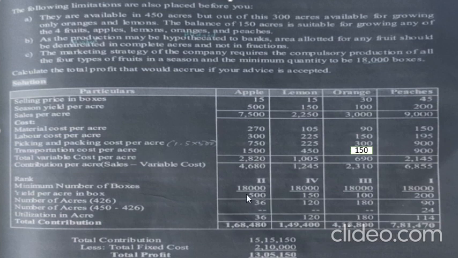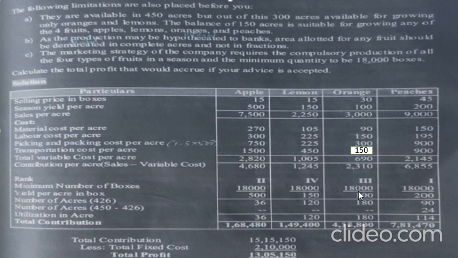So we will find out how many acres are required to produce 18,000 boxes. 18,000 is the total boxes required, divided by, in 1 acre if you are able to produce 500 boxes, then how many acres are required to produce 18,000 boxes. So 18,000 divided by 500 will give you 36. In the same way for lemon, 18,000 divided by 150 boxes, which is there in the question, or you can also look into the solution here, 150 boxes. So 18,000 divided by 150 will give you 120 acres required to produce 18,000 boxes of lemon.